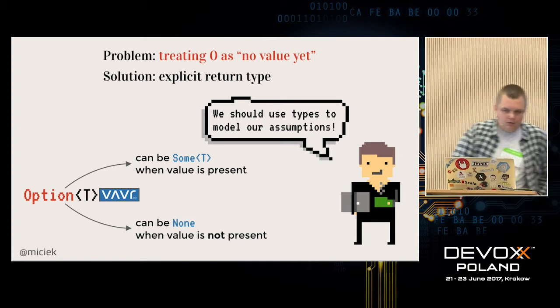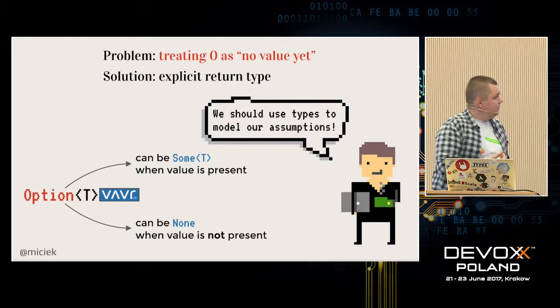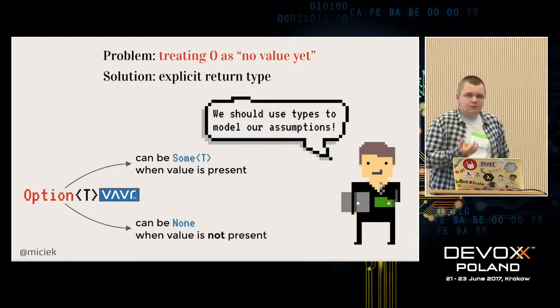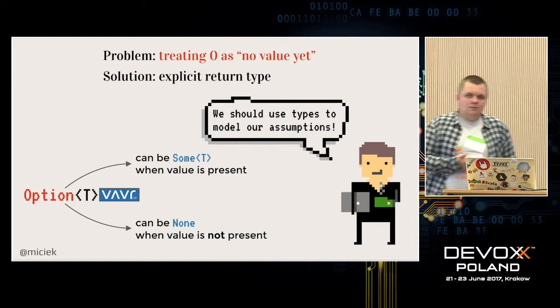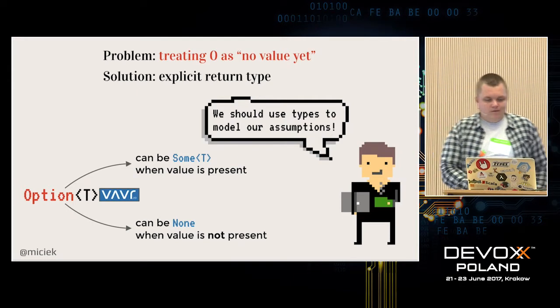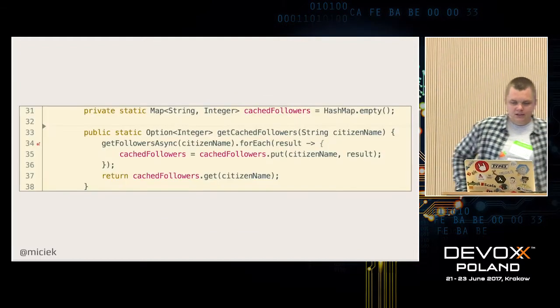We use the Option type, which I have introduced earlier. What Option does is model two possible values. It has two concrete subtypes: Some, when the value is present, and None, when the value is not present. So let's change that in our application.